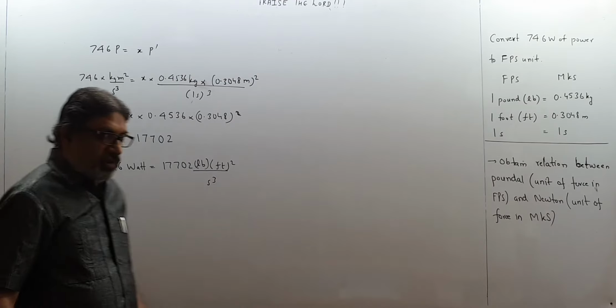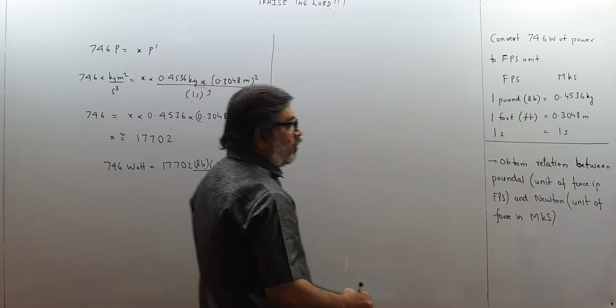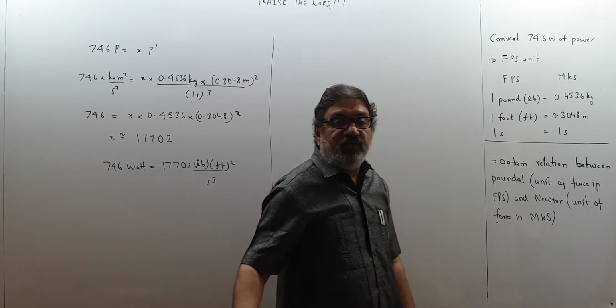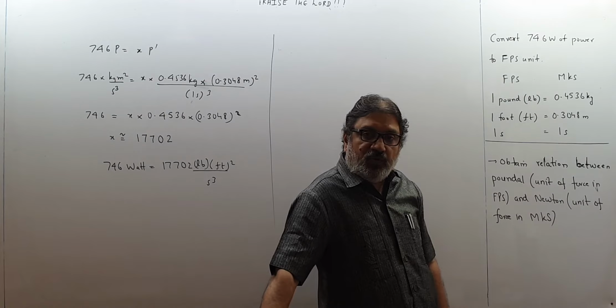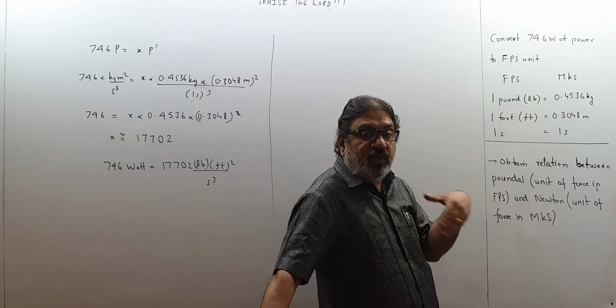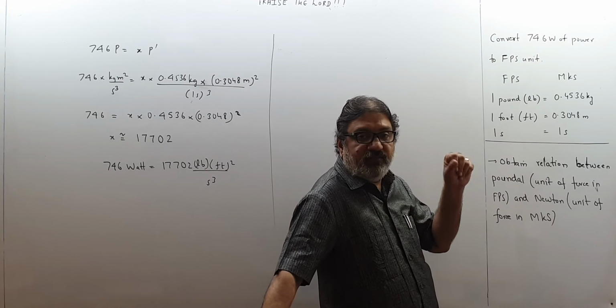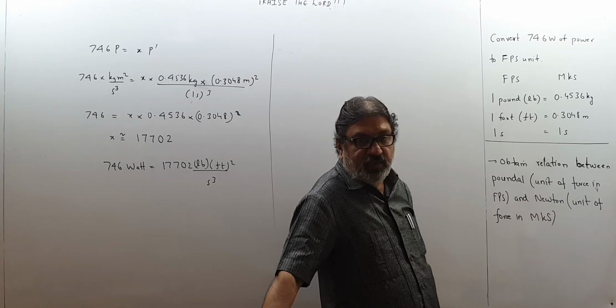Okay. Then similarly it is told to me that obtain relation between poundal and Newton. Poundal is a unit of force in FPS. Just as we call in MKS Newton of force, there they call poundal of force. This pound and poundal are different. Poundal is a unit of force. Pound is a unit of mass. So what is the relation between poundal and Newton?